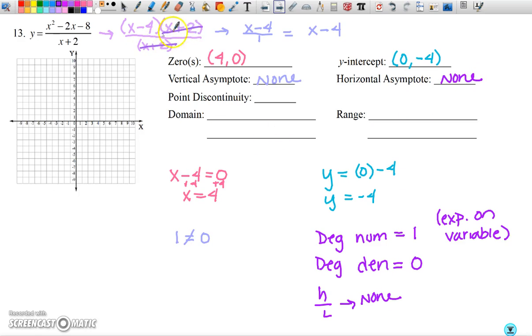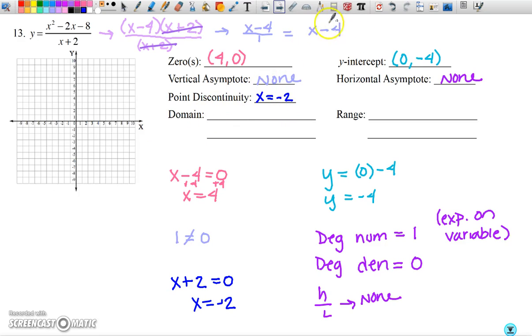Now you'll notice that we did cancel out a factor, which means we will have a point discontinuity. So the factor that we canceled out was x plus 2, and when we solve that we get negative 2. So our point discontinuity is going to happen at x equals negative 2.